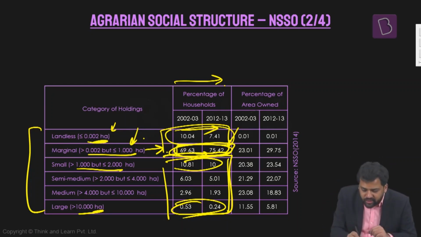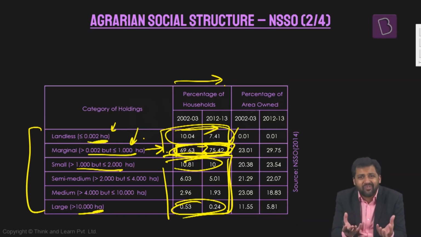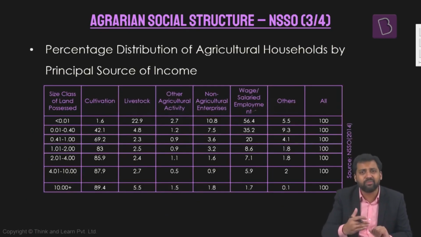And forget about that. What is also a cause of concern is marginal landholders. Their proportion has increased from 69% to 70%. The number of people owning just 1 hectare of land has increased almost 5-6%. That is also a cause of concern. So this is how it looks in the rural areas. This is how you can classify people on the basis of how much land they own.